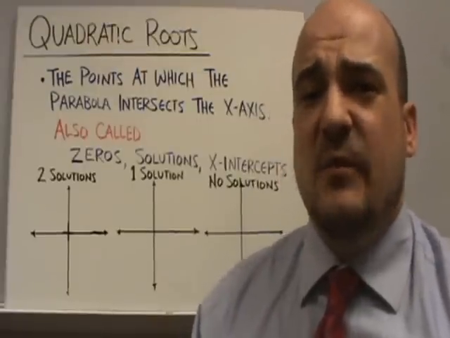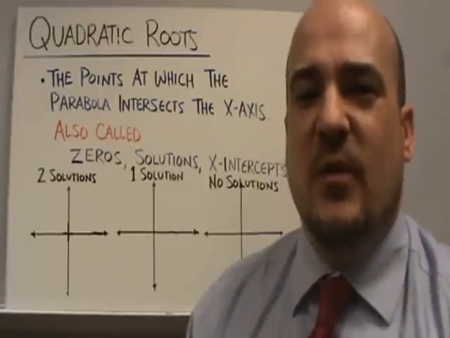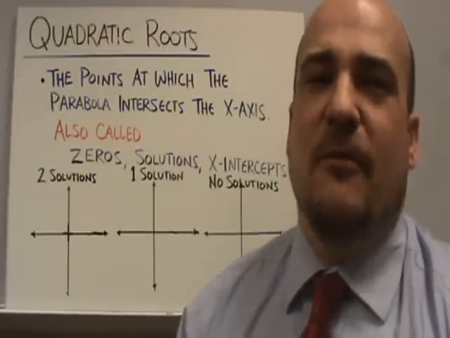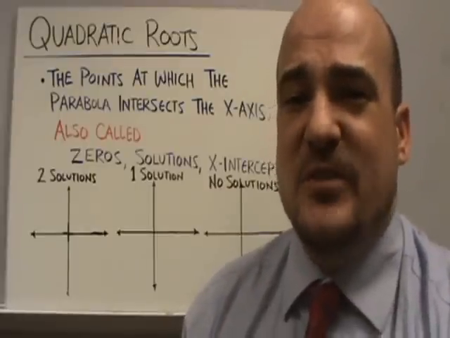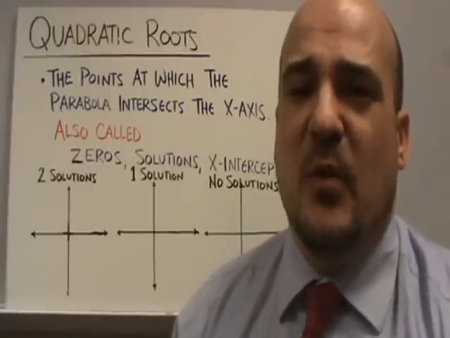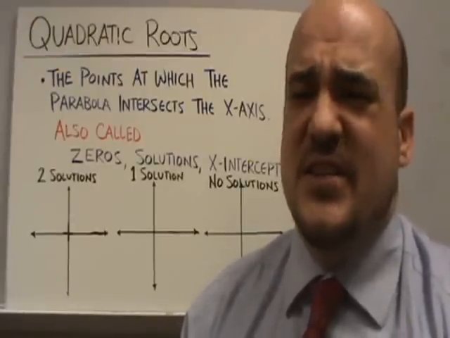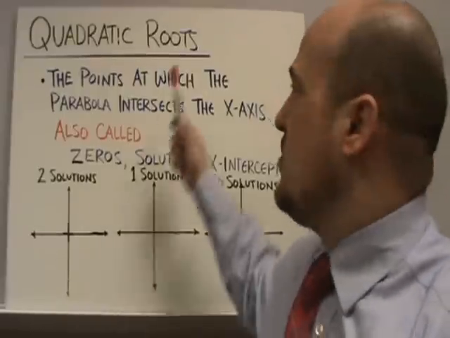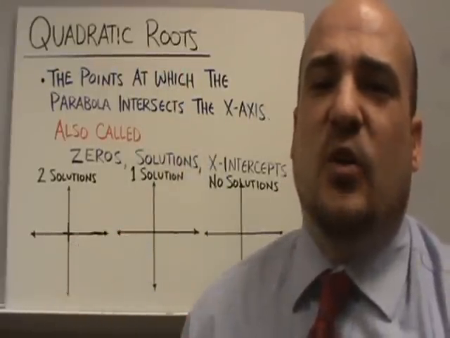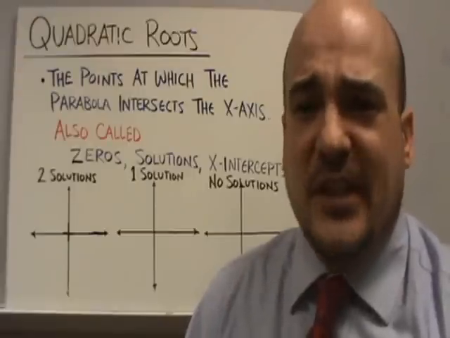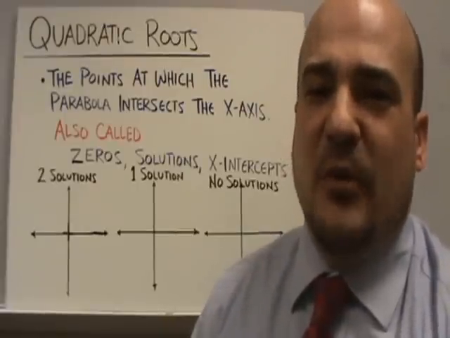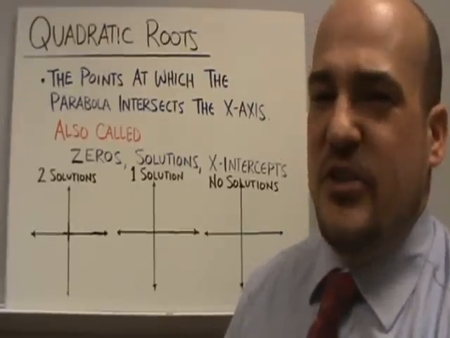Welcome back, class. Now that we've had a chance to look at some quadratic equations and to graph some parabolas, it's time we start looking for how to use that information to help us solve some problems. One piece of information that's really important to mathematicians and scientists as they're looking to solve problems is quadratic roots. And the quadratic root is where that parabola crosses the x-axis. Depending on where that parabola is, you could have a couple different situations and a couple different solutions.